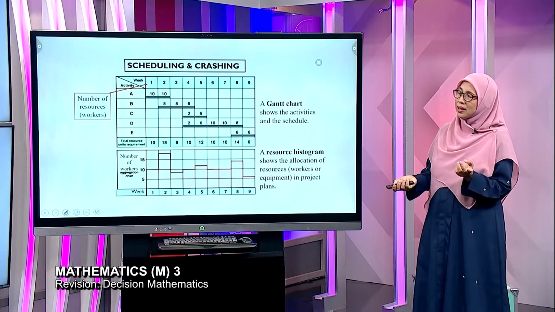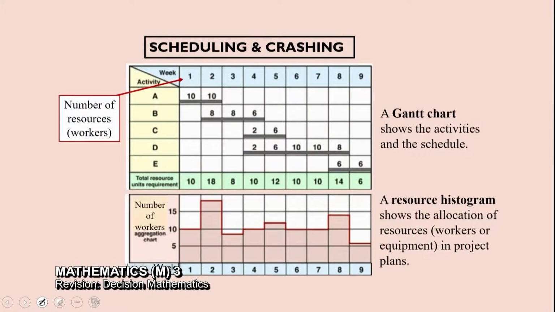Okay, besides AON, AOA, students must know how to construct Gantt chart and resource histogram. So for Gantt chart, this is one way of constructing, whereby the activities are on the left and the number of workers are on top of the bars and the total number of workers are below. This is the resource histogram. So my tip is to draw the resource histogram, do on the graph paper.